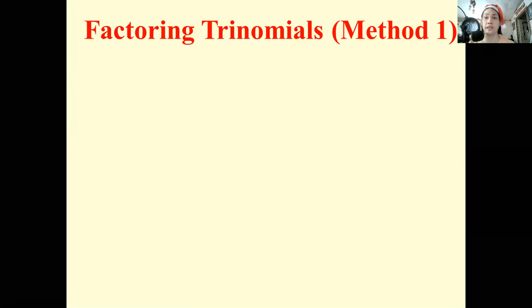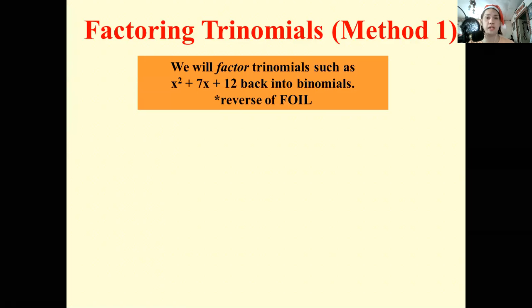So, factoring trinomials, method 1. Method 1 is intended for factoring a quadratic trinomial where your a is equal to 1. Let's have an example. We will factor trinomials such as x squared plus 7x plus 12. See, your a here is 1. What is a again? 1. Where did we get 1? Your a, remember, is the numerical coefficient of your first term.